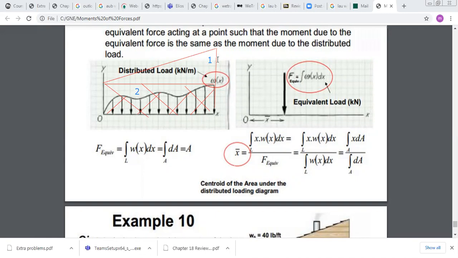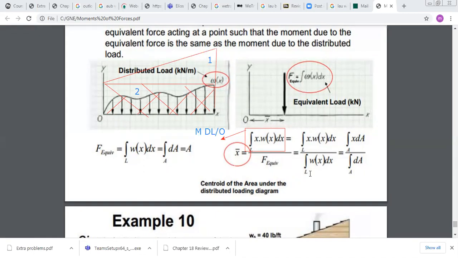And the moment of the distributed load is equal to the integral over L of x omega(x) dx. So this term here is the moment of the distributed load about point O. Now since this moment should be equal to x bar times F, I can find the expression of x bar. X bar is this moment divided by the resultant force. Now I can replace the resultant force by its value, so I obtain the integral of x omega(x) dx over the integral of omega(x) dx.